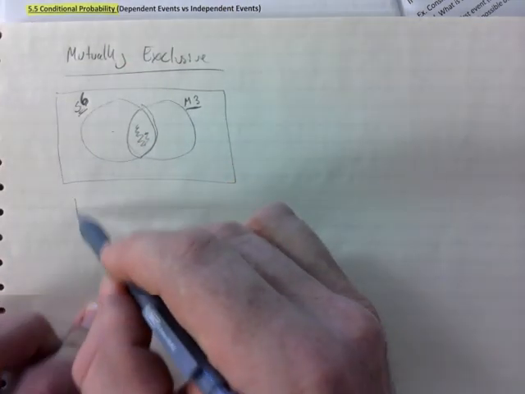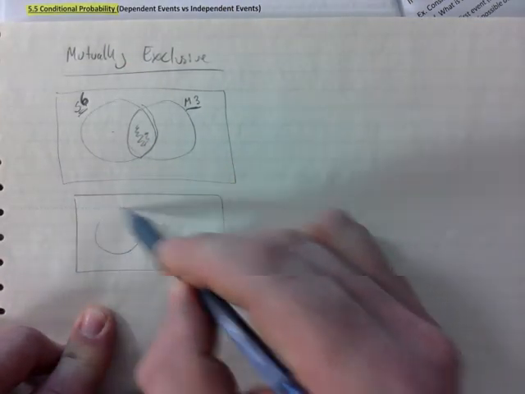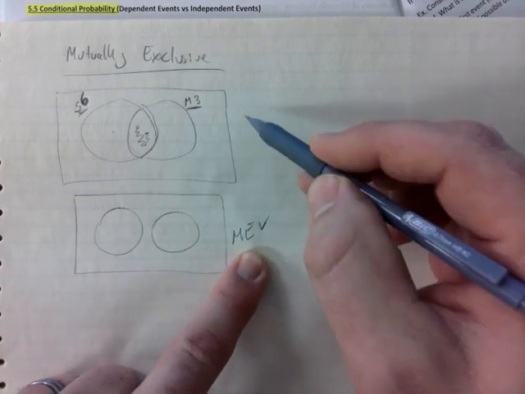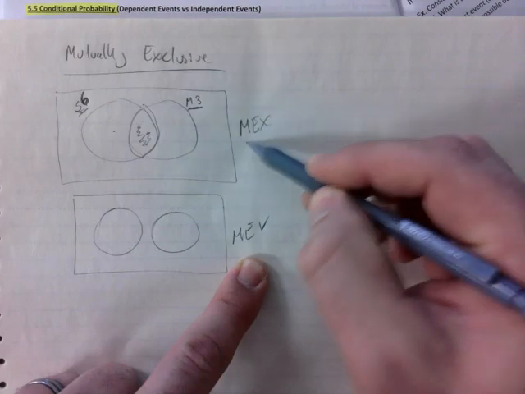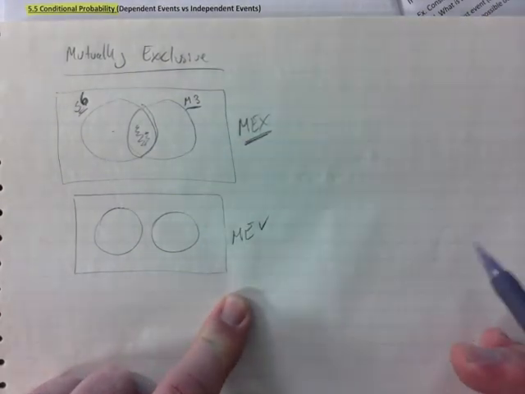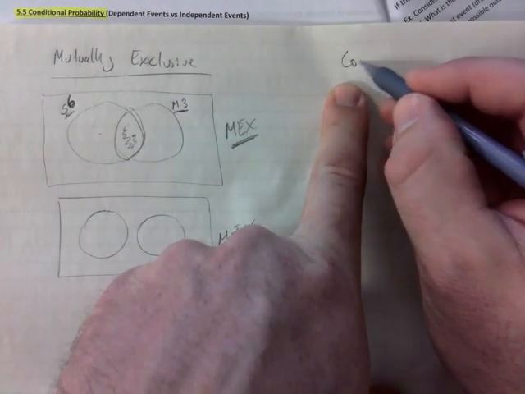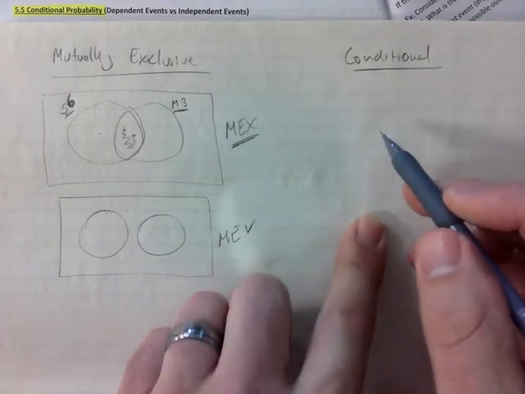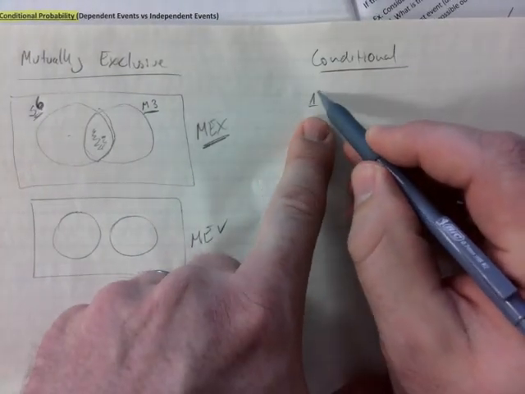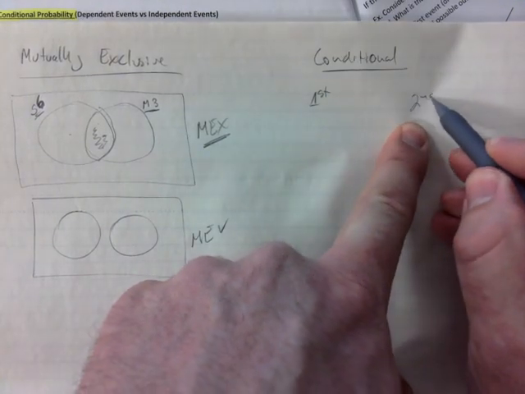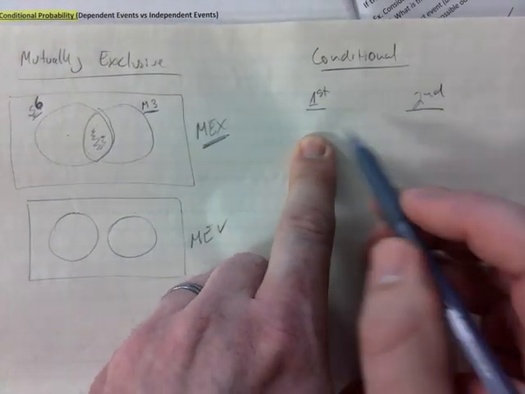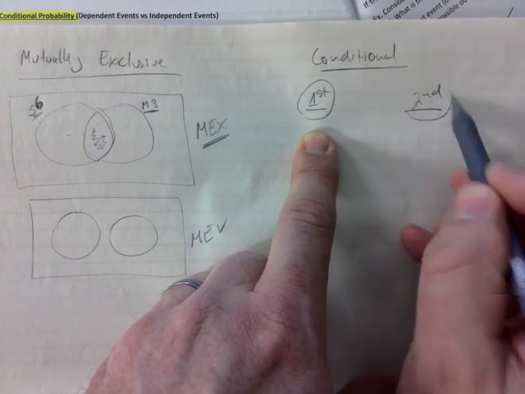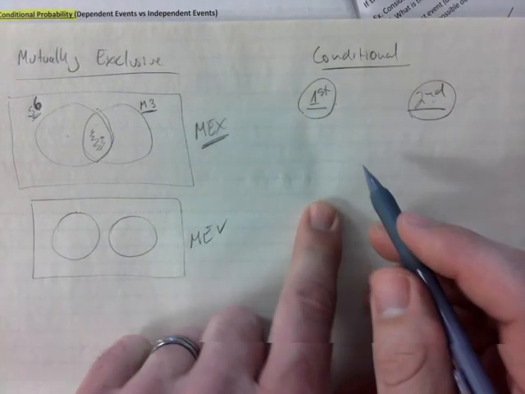So mutually exclusive, by definition, this would be mutually exclusive right there. This would be not mutually exclusive, right? Because there's an overlap. When it comes to conditional, we're going to be interested in, there's an event that happens first and another event that happens second. And we're wondering, is this going to affect the second event? For example, you're going to see that right away.